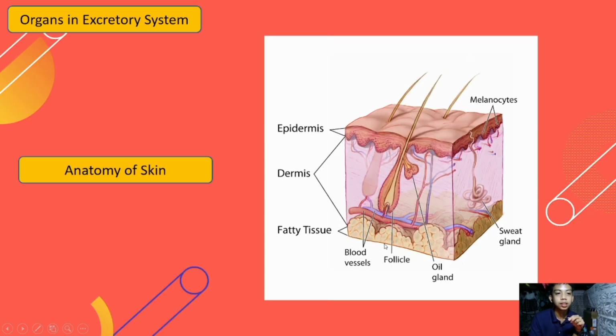The next is the skin. So skin is part of the excretory system, as it will be explained by my teammates. So the anatomy of skin is in this figure. The skin has its parts, which are the epidermis, melanocytes, dermis, fatty tissue, blood vessels, follicle, oil gland, and the sweat gland.